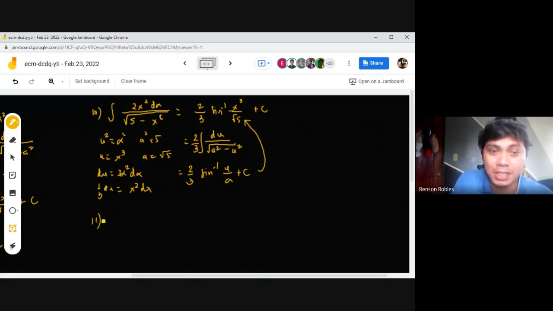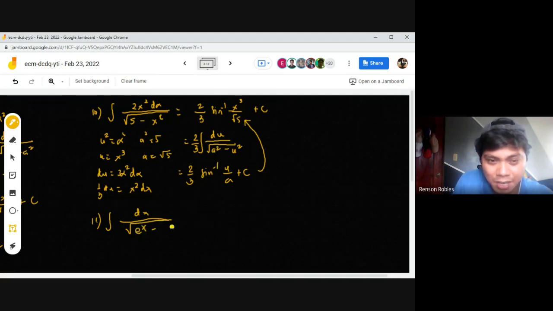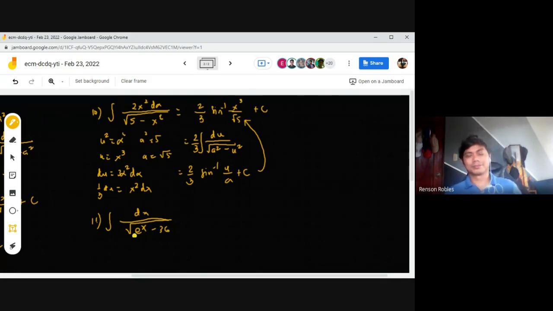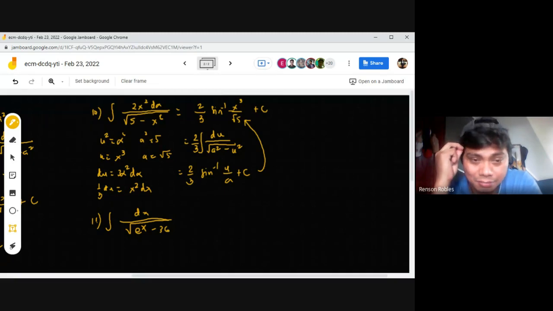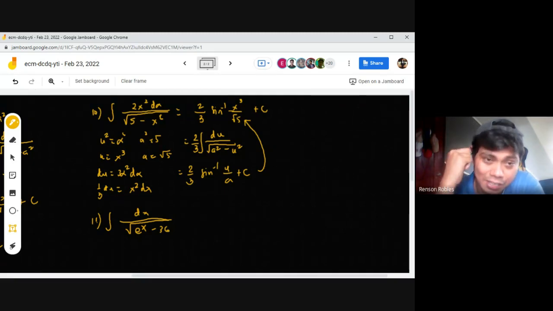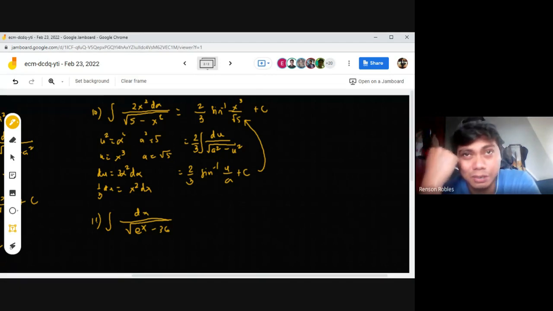Another modification. Say dx all over square root of e to the x minus 36. O what? Ano nangyari? There's an e function. What did I tell you about an e function? When there's an e function on the integrand, what do you need to secure? What do you need to have along with dx?